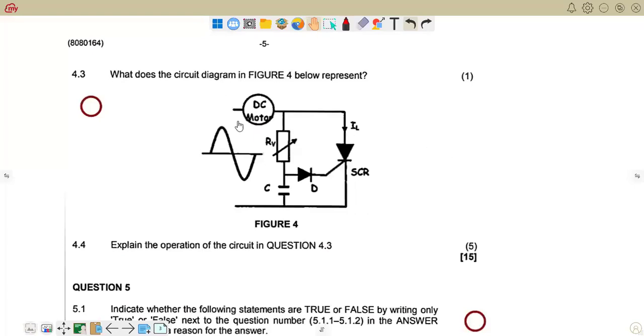4.3, what does the circuit diagram in figure 4 below represent? That circuit we see there is that of the SCR used to control the speed of a small motor. Explain the operation of the circuit in question 4.3. So we want to explain its operation.